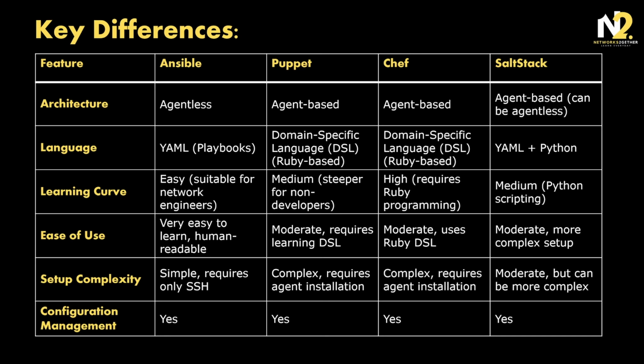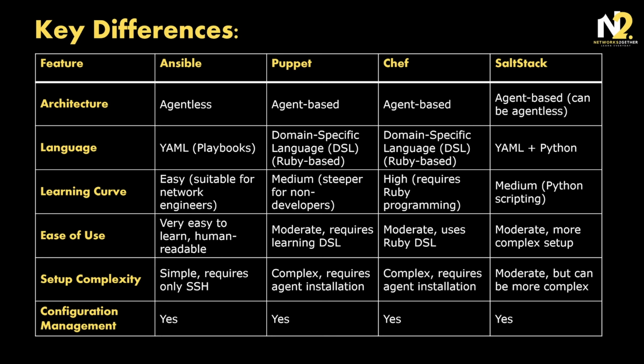Ease of use is one of Ansible's biggest strengths. It is straightforward to learn with human-readable playbooks. Puppet and Ceph, due to their DSL, can be a bit trickier to grasp, especially for those unfamiliar with Ruby. SaltStack falls somewhere in between but has a more complex initial setup. Now, speaking of setup, Ansible's agentless nature makes the setup process much simpler compared to Puppet and Ceph, which need their agents to be installed on every node. SaltStack setup is moderate in complexity, but it can be more difficult in some cases depending on your environment.